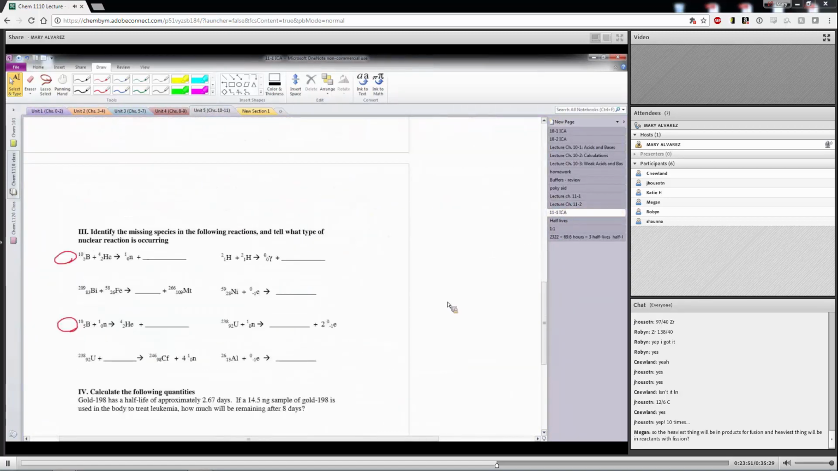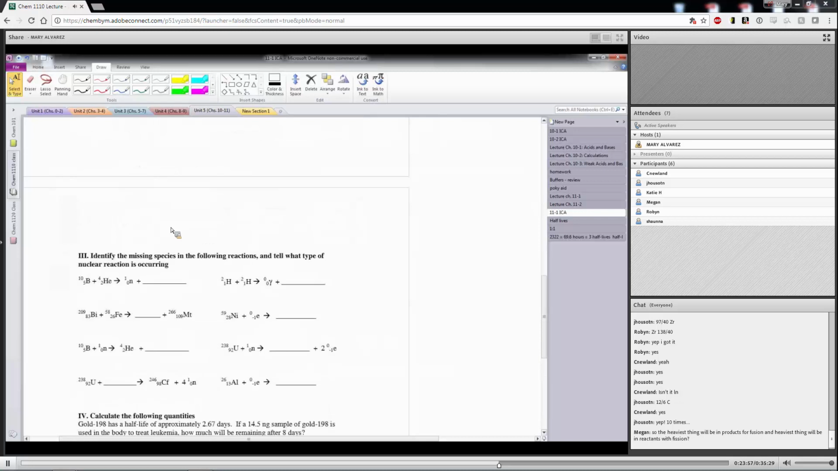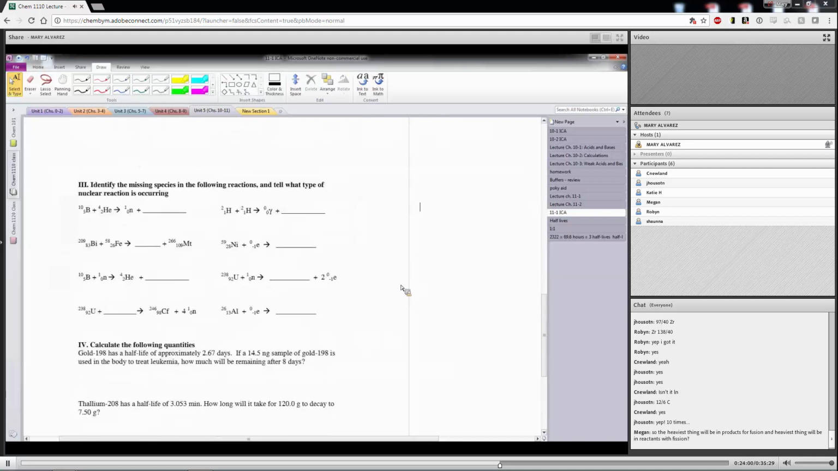Let's look at the in-class activity sheet, because I think while doing some of this, it'll become a little bit clearer. Okay, so if we did, for instance, let's do this one, and this one, and this one. Here I've got bismuth 209 reacting with iron 58, and I formed something here, plus meitnerium 266. Can you guys tell from the masses and from the charges what this is going to be?